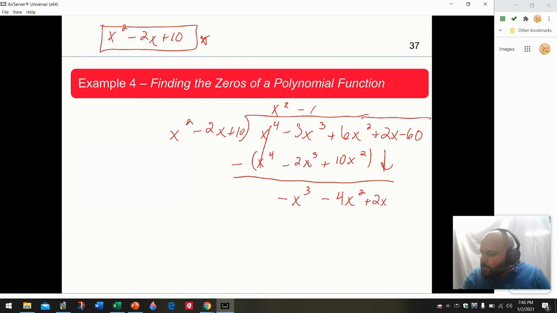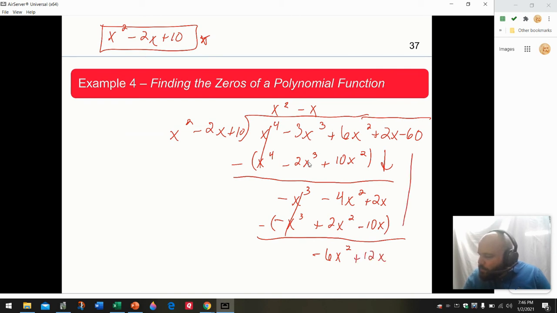So I'm going to multiply by a negative x. Negative x times x squared is negative x to the third. Negative x times negative 2x is positive 2x squared. Negative x times 10 is negative 10x. I'm going to subtract. You can see this first term cancels. This becomes negative 4 minus 2 is negative 6x squared. 2 minus negative 10 becomes 12x, and then we're going to drop down the minus 60.